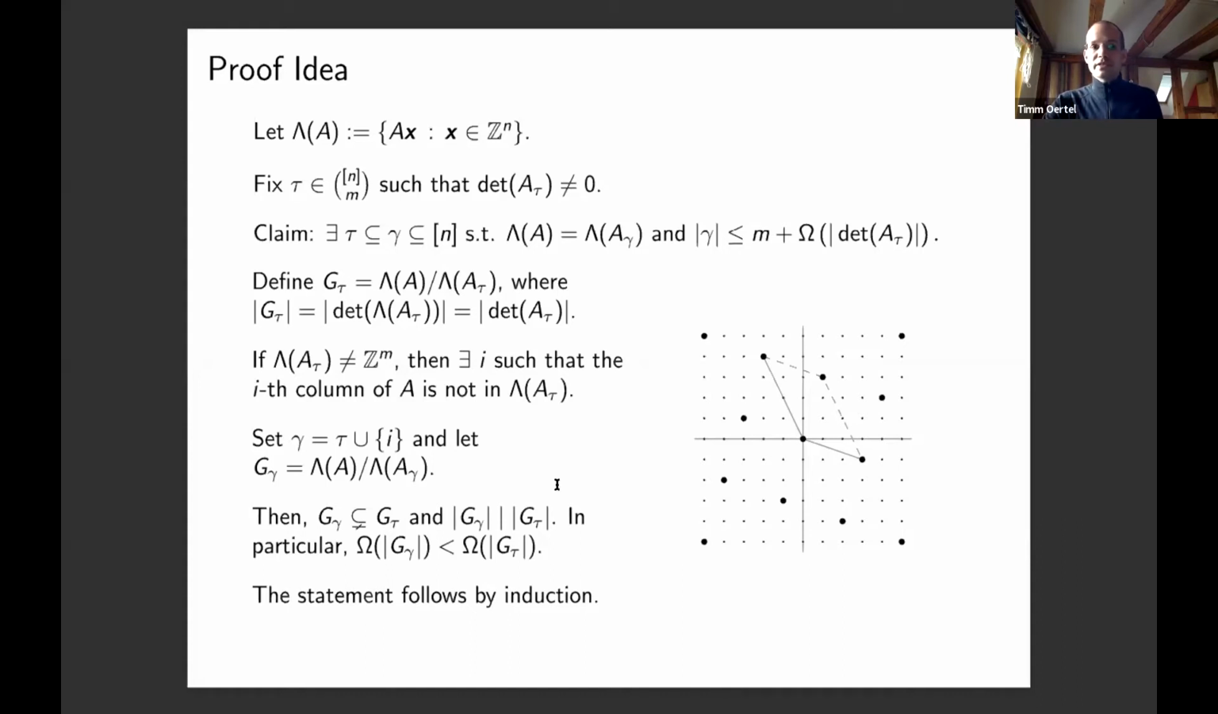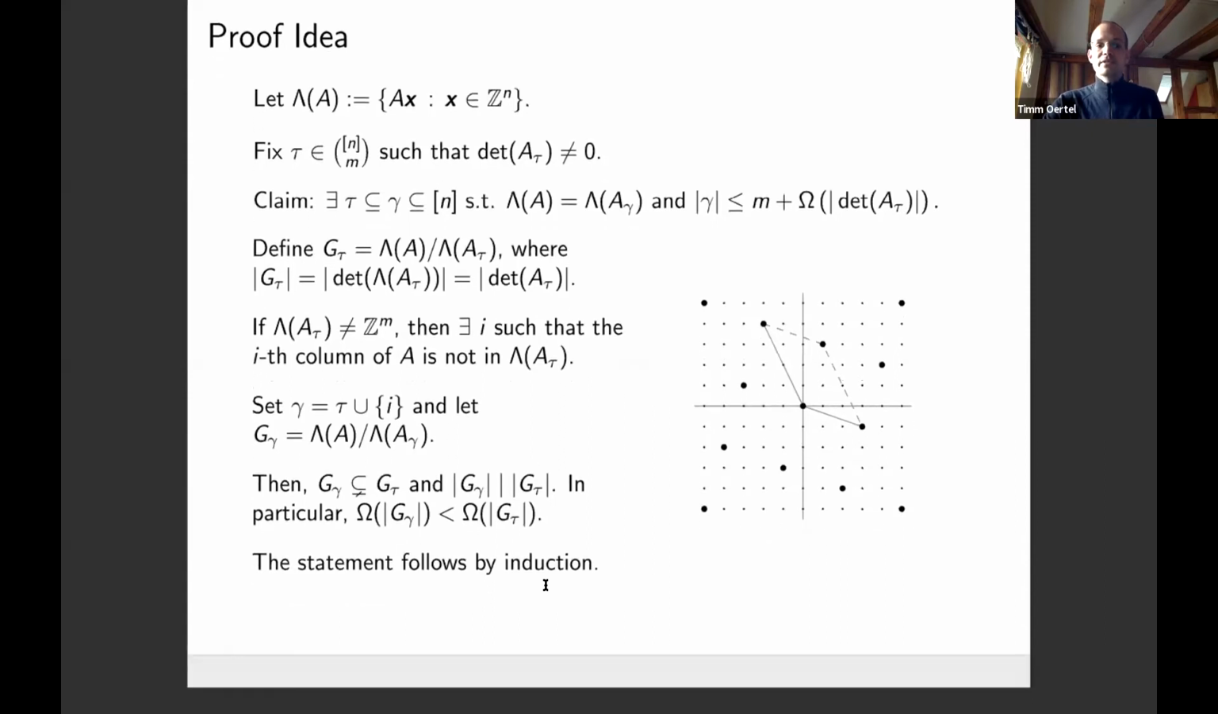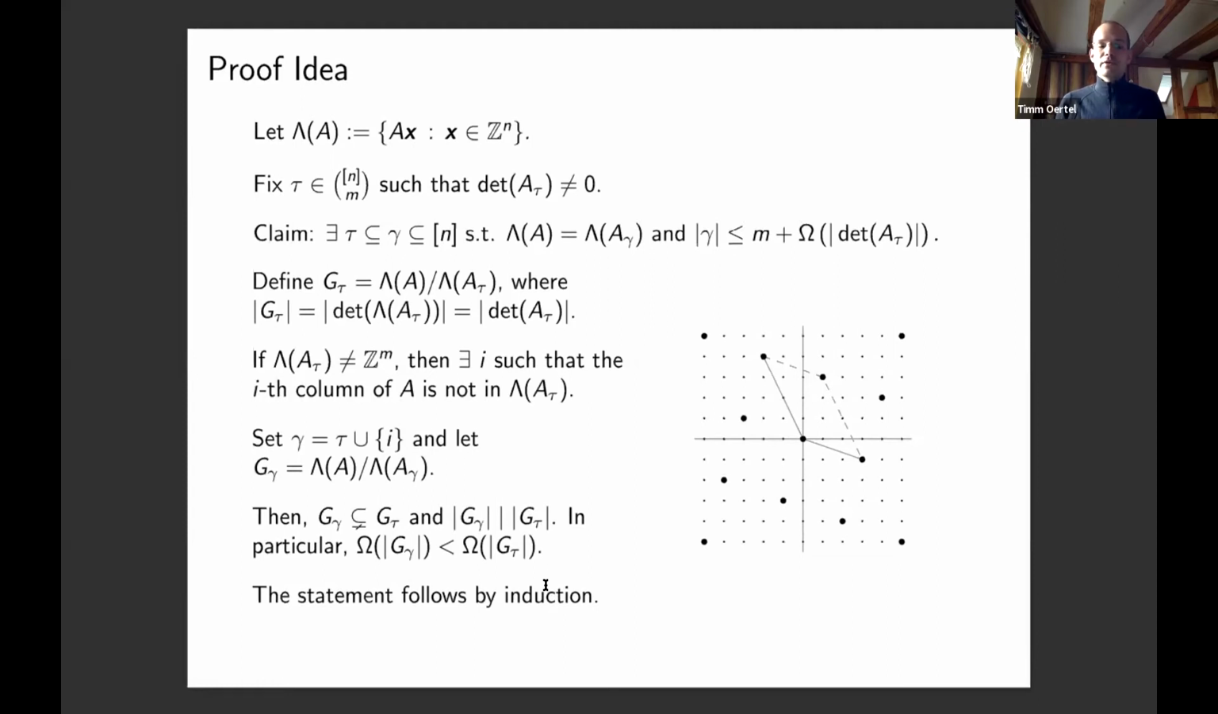So what we can now do is define the set gamma as tau union with this element i, and look at this new quotient group lambda of A over lambda of A of gamma. And what we have is that this new group G of gamma is a strict subgroup of G of tau. So first of all, the cardinality must be an integer, and the integer must be a divisor of the cardinality of G of tau. So it is strictly, so if we look now at the gamma function, we know that it is strictly less than the original omega function.